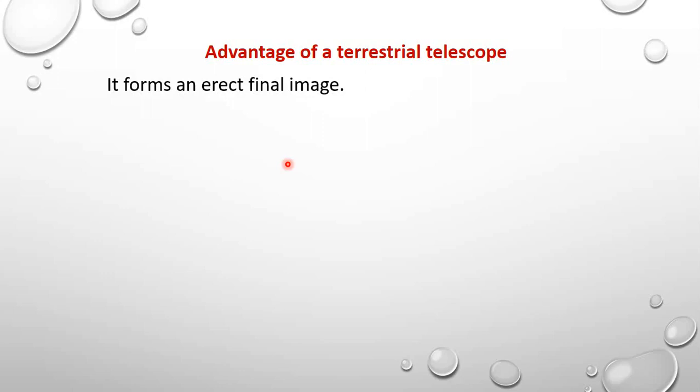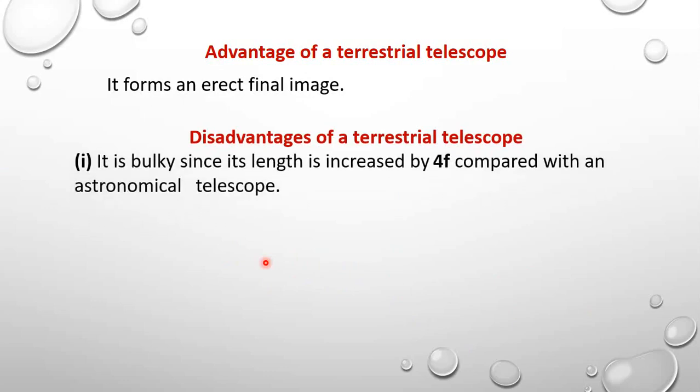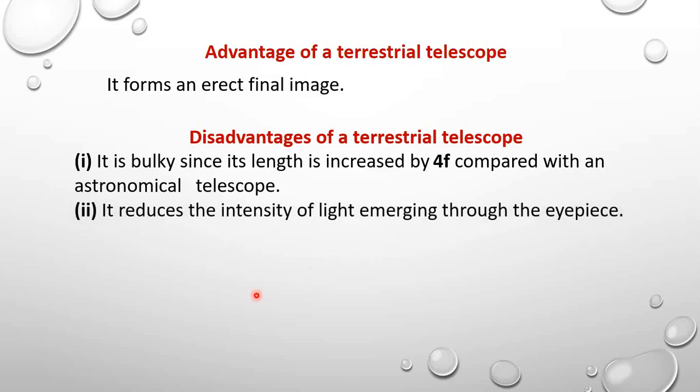Then the disadvantage of the terrestrial telescope is that it is bulky, as we have seen, because we have to place another lens in between. So it is bulky since its length is increased by 4f compared to an astronomical telescope. And then also it reduces the intensity of light emerging through the eyepiece, because you know that at each refracting surface, there is always going to be loss of intensity of light. So there is a reduction in the intensity of light.